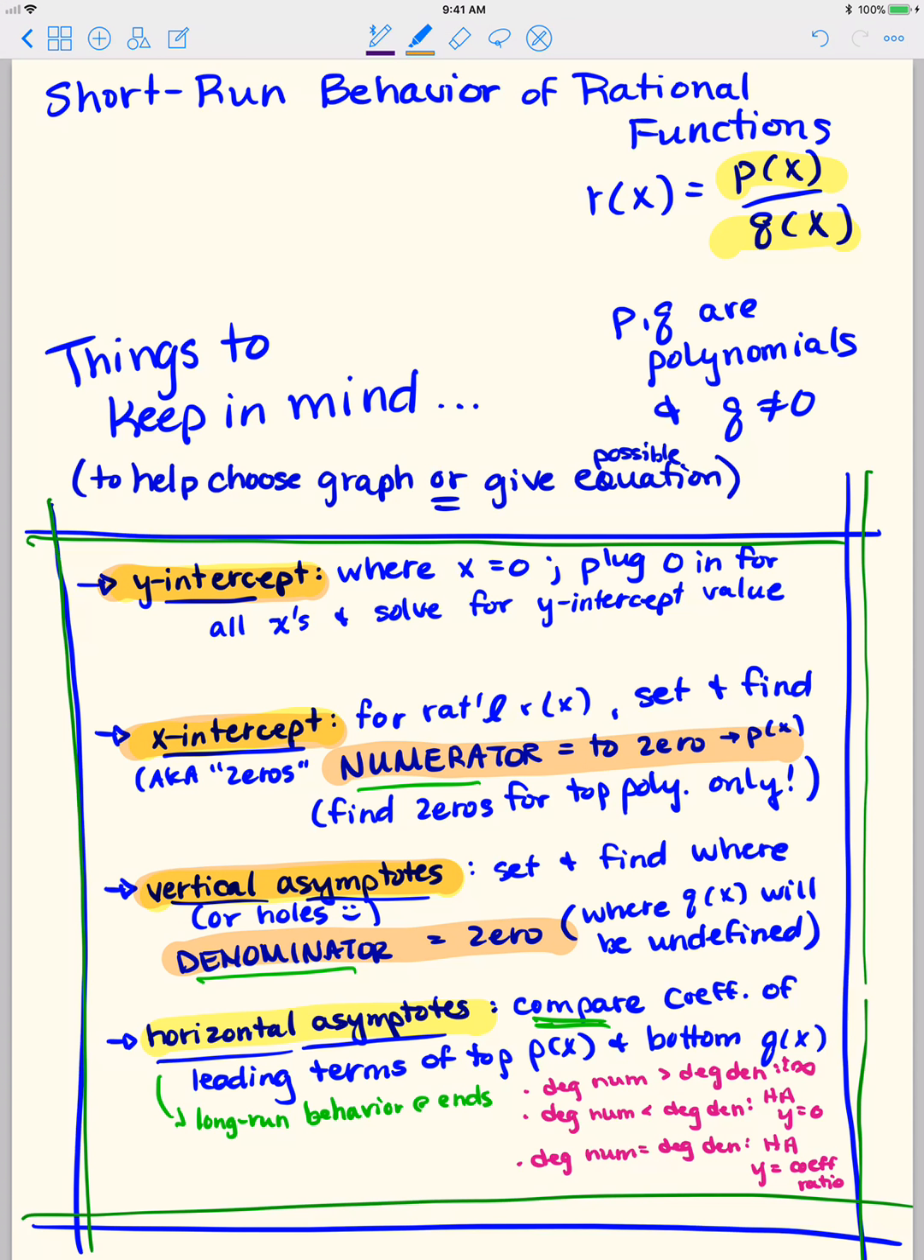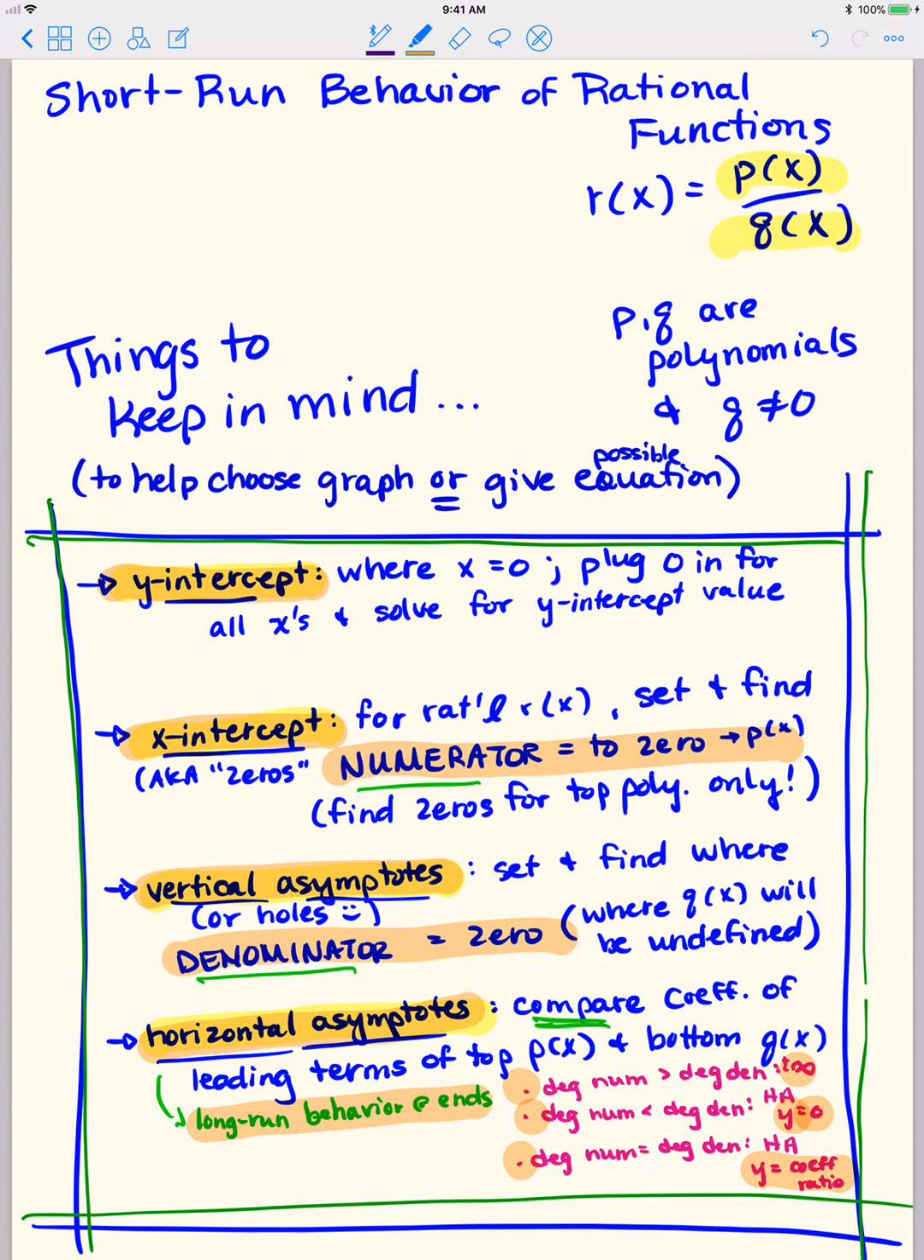And then the last thing that we'll look at is the horizontal asymptotes that are possible. That's going to tell you the long run behavior at the ends, and those will be one of three things that will happen where you compare the leading term of the top and the bottom polynomial and see how those degrees compare as to whether or not the end behavior goes off to infinity, tries to approach 0, or tries to approach some other value, not just an integer, but positive or negative, depending on what those coefficients do.